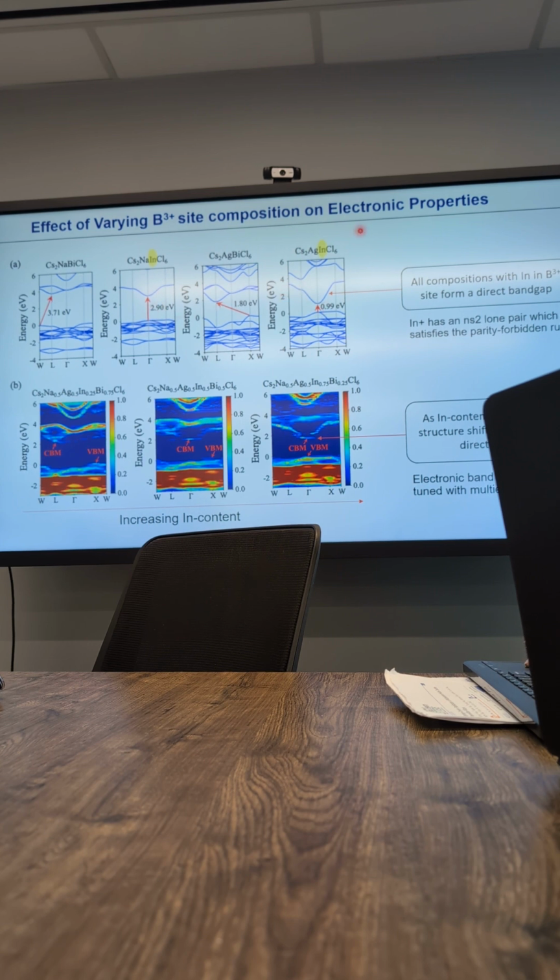What's the similarity between these two? They have indium here. So basically they said, okay, if indium is in the B3 plus site and is causing a direct band gap, what if we take a system, because these are pure, actually, these are not alloyed, right? So now what if we put this in the alloyed system? But instead of just keeping it in the alloyed system, we increase the amount of indium, right? And as they increase the amount of indium, you realize from here you have a mismatch. You have an indirect band gap when indium is 0.25. But as they increase the amount of indium, they come to a direct band gap situation.